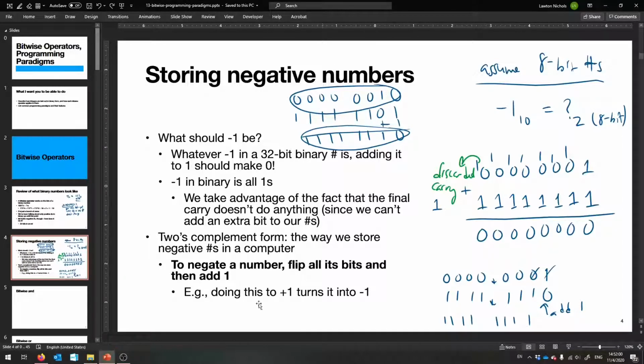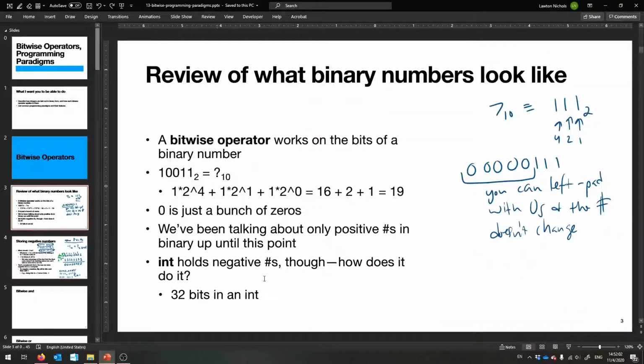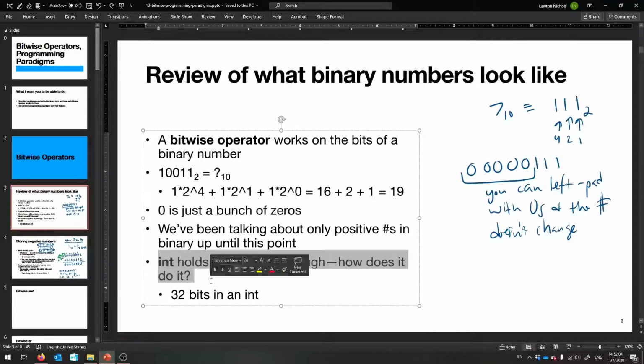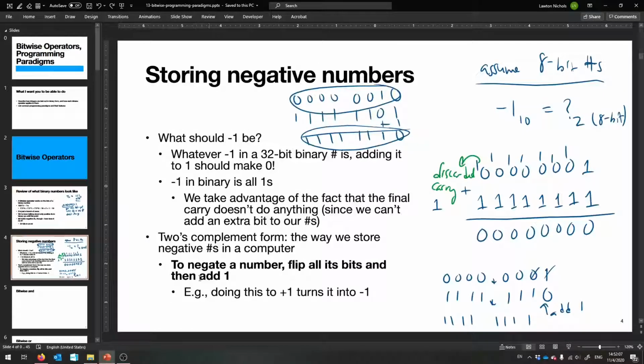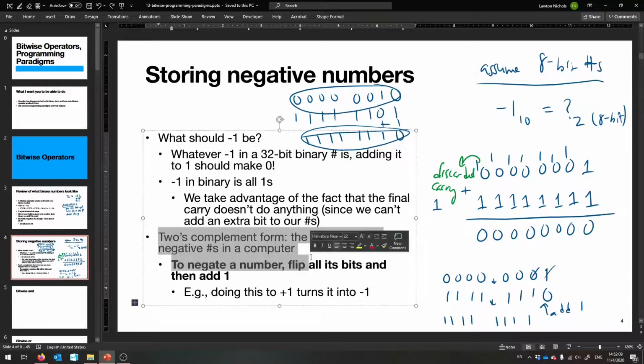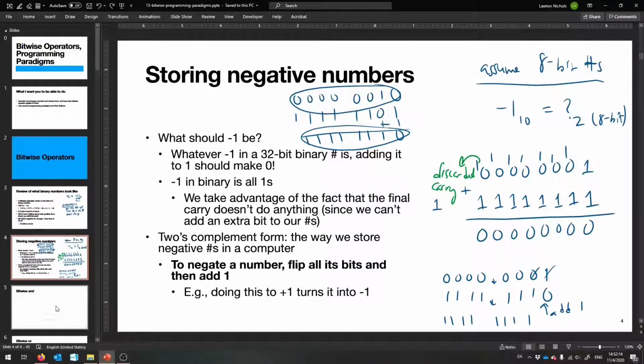Okay, that's how you store negative numbers. And so now you have a better idea of how we're actually representing numbers inside of our computers. We found a special way to store them in a fixed number of bits that lets us do cool things with them.